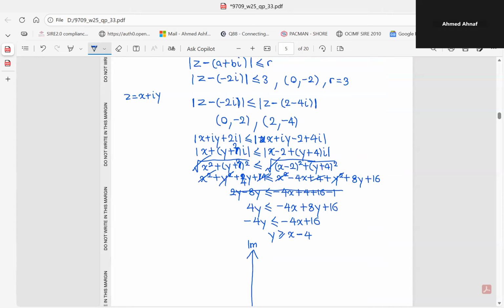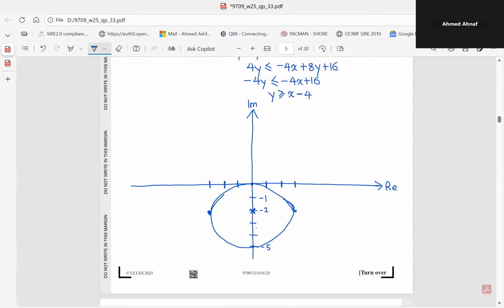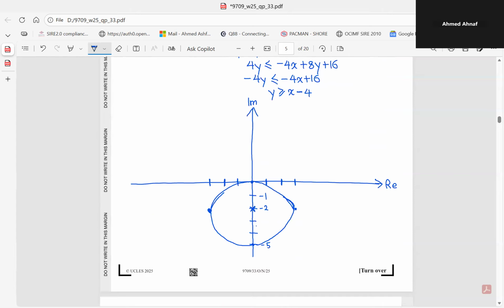And now let's draw the perpendicular bisector. Okay, so it would get y more than or equal to x minus 4. So y equals to x minus 4, we need to sketch that. So our y-intercept would just be 0 minus 4, which is negative 4. So somewhere here. And our x-intercept would be x equals to 4, which is right here. Okay, so let's join those two up. Yeah, so this is a perpendicular bisector.